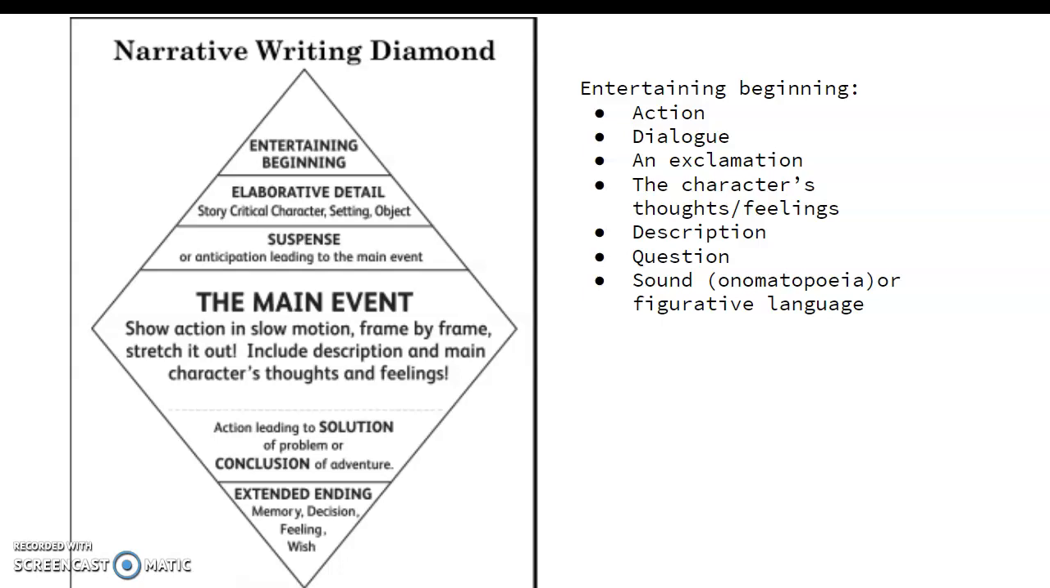We're going to think about it like a diamond, where in the beginning, we have an entertaining beginning, and that could be a story that starts off with a piece of action, like in mid-battle. It could be a piece of dialogue where a character is talking or 2 characters are talking. It could even be just the character's thoughts and feelings in that very moment. It could be a description of a scene. It could be a question. It could even be a sound device like onomatopoeia, or figurative language like a metaphor or simile.